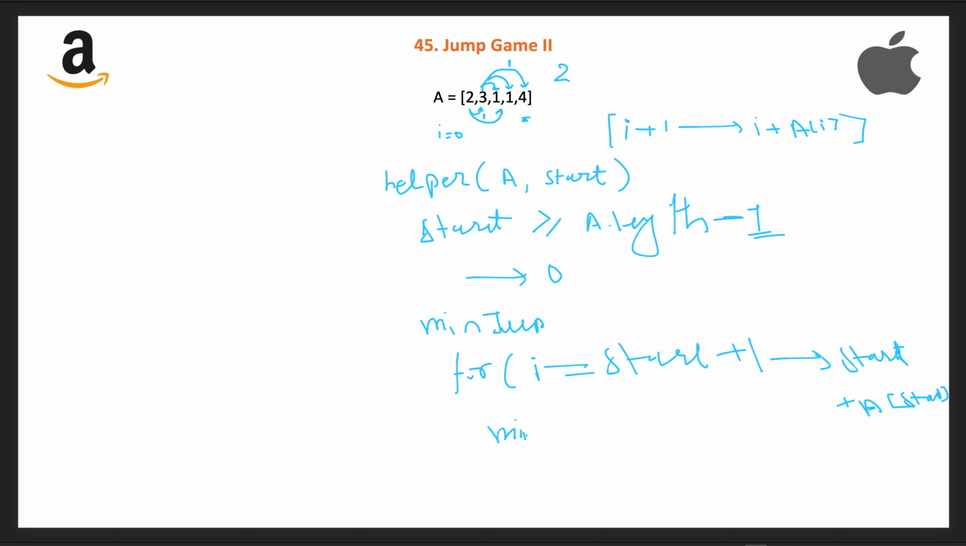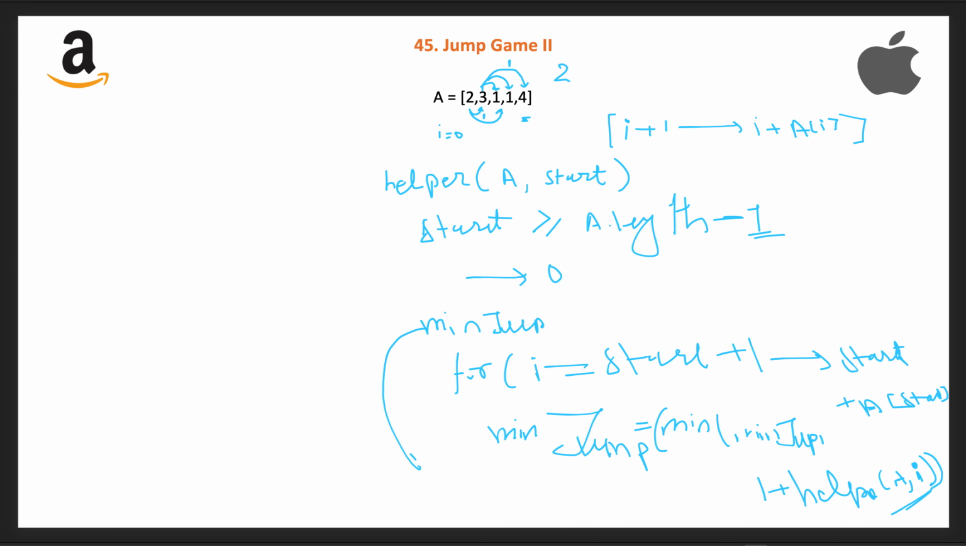So the minimum jump is the min of the minimum jump itself or 1 plus the recursive call to the helper method with the same array A and the current index i we are processing. We take the minimum over all the calls, and in the end we just return this variable. This is how we will solve the problem.